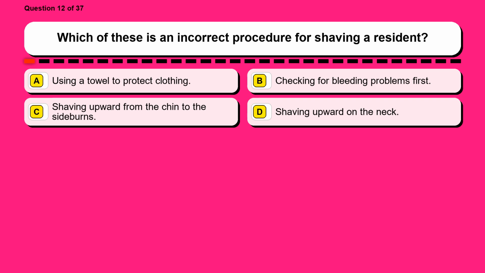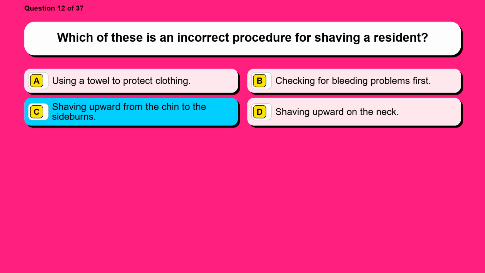Question 12. Which of these is an incorrect procedure for shaving a resident? Option A. Using a towel to protect clothing. Option B. Checking for bleeding problems first. Option C. Shaving upward from the chin to the sideburns. Option D. Shaving upward on the neck.